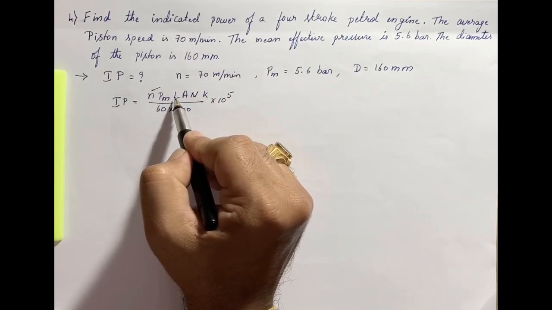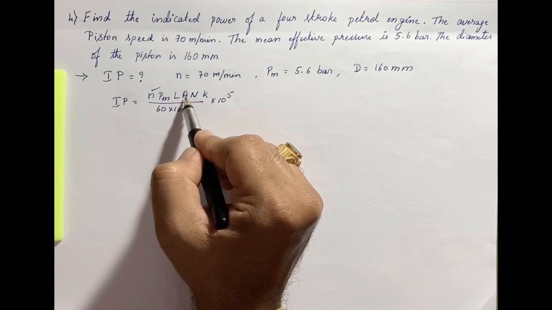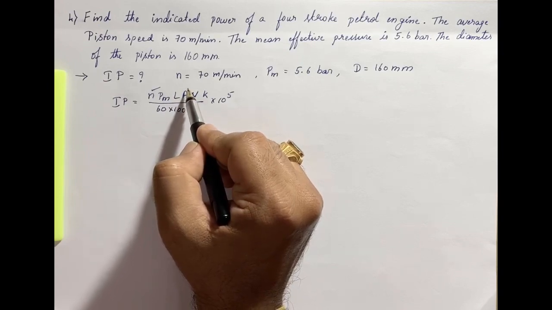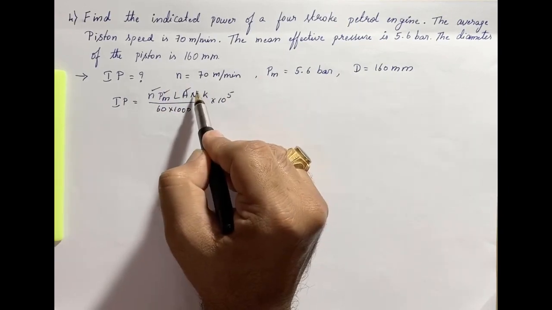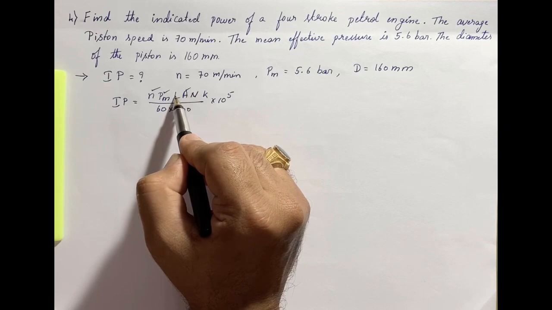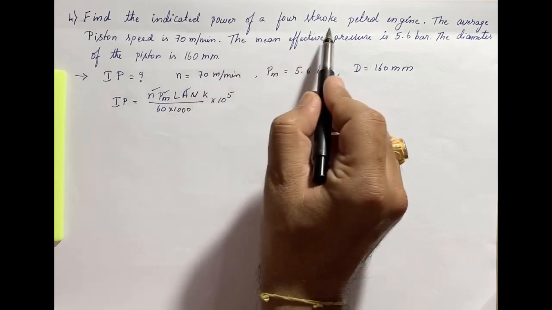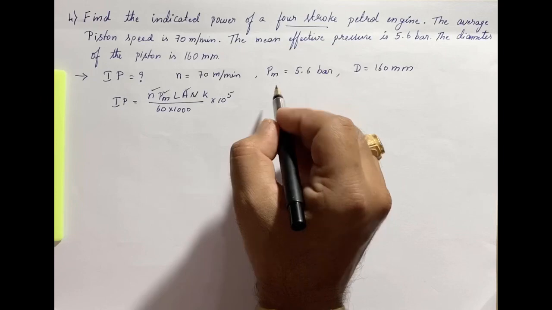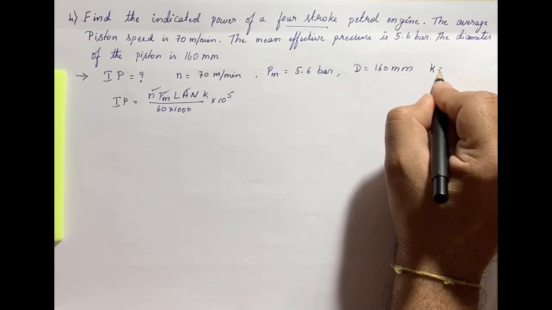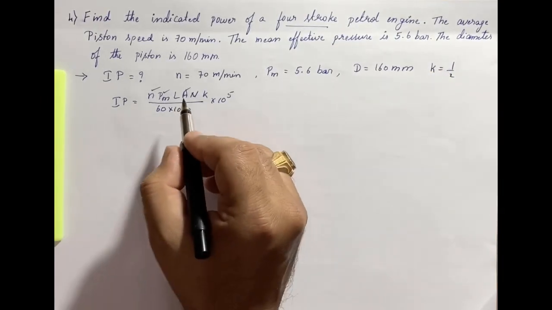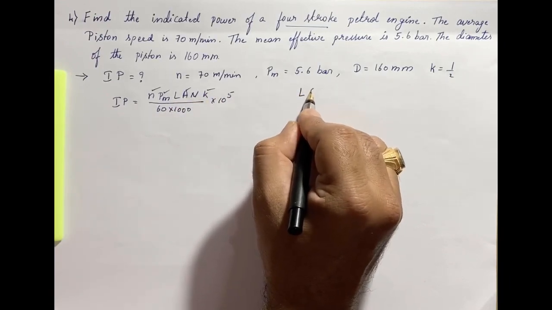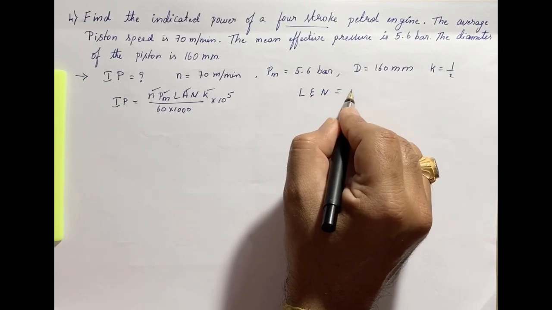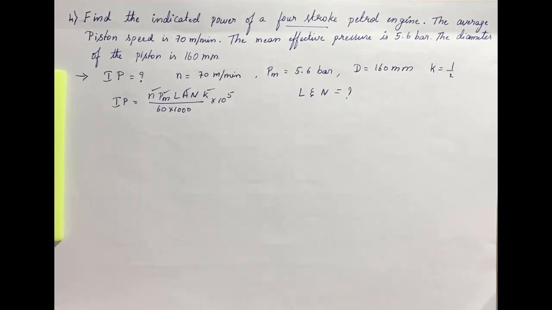PM he has given. Length of stroke and the area: area we can find out with the help of diameter. L is unknown here, and N is unknown here. And K, as he has mentioned 4-stroke petrol engine, so the value of K becomes half. So K is known here. Now unknowns are L and N. Instead of that, what he has given? He has given the piston speed.